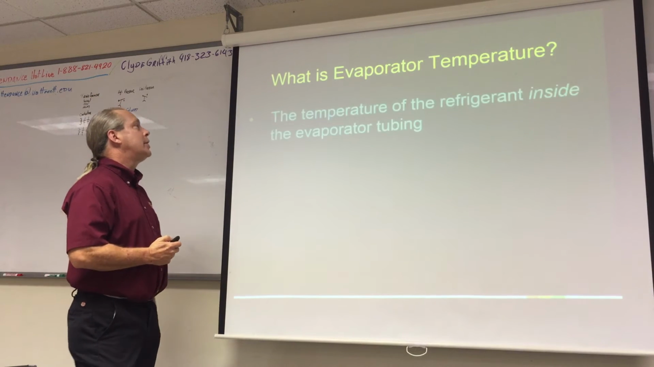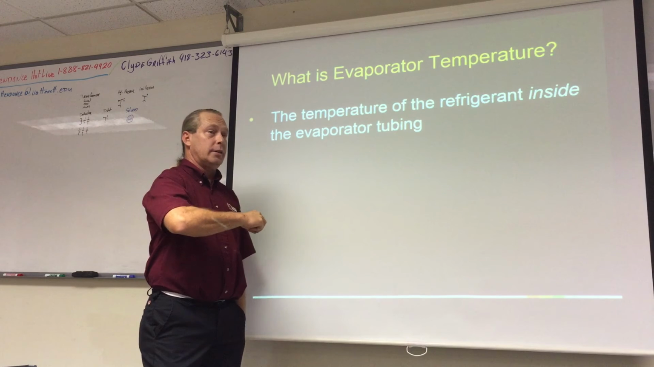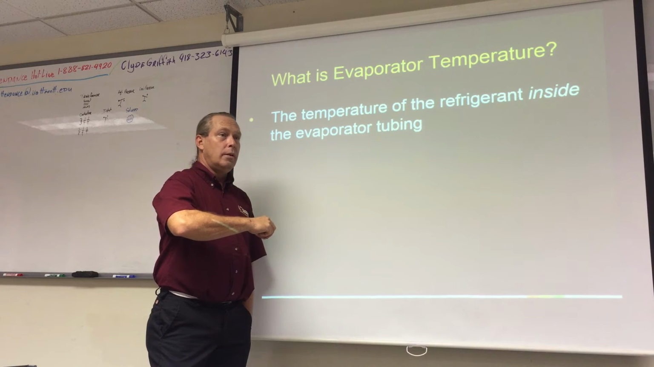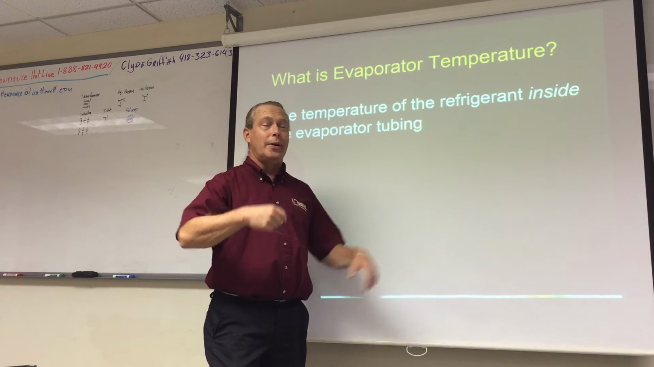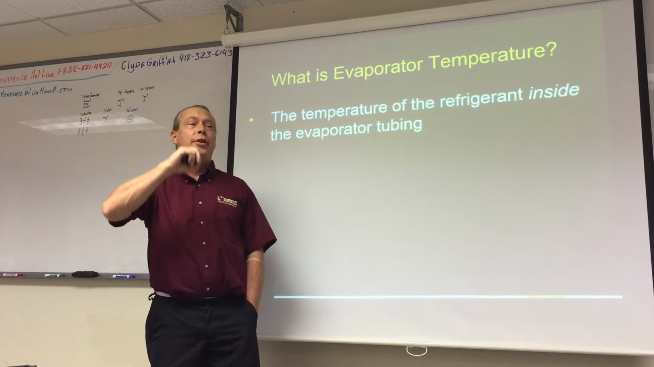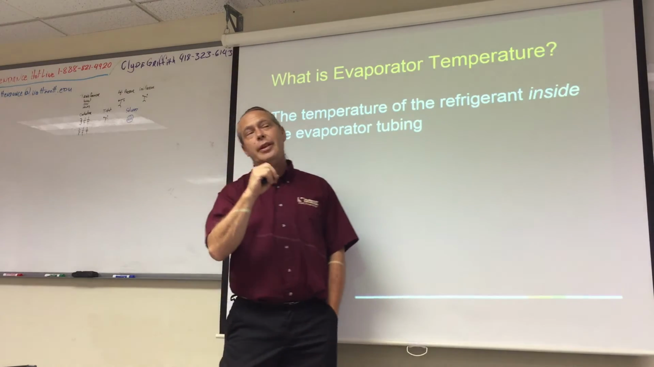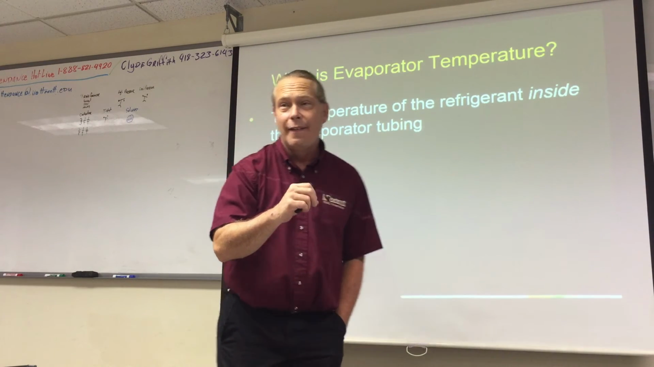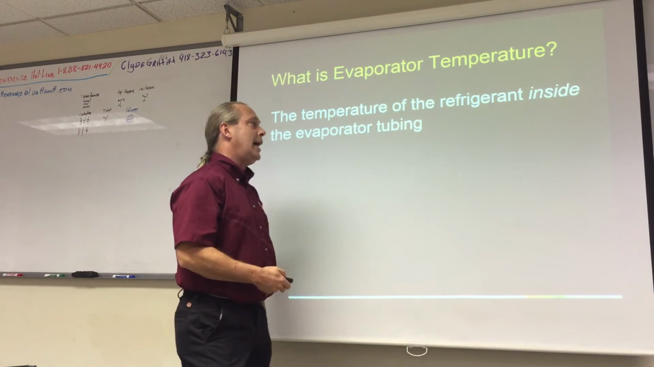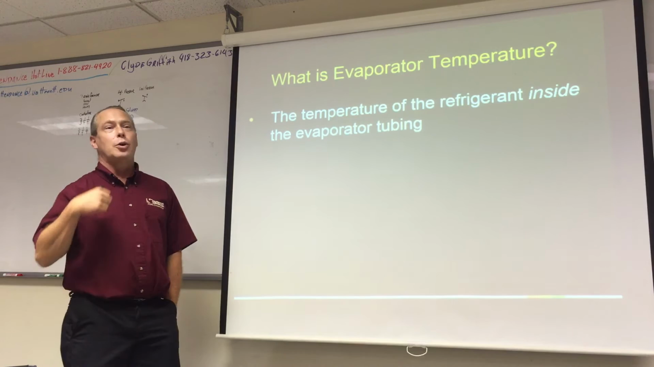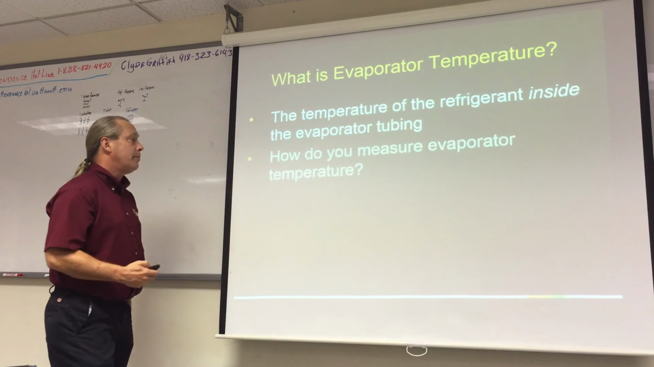What is the evaporator temperature? The temperature of the refrigerant inside the evaporator tubing. Try and remember that. It isn't the air coming out nor the air going in, but the temperature of the refrigerant inside the tubing. How do we determine this temperature? Pressure reading. Exactly. The pressure is going to correspond to a temperature, and that is our evaporator temperature.